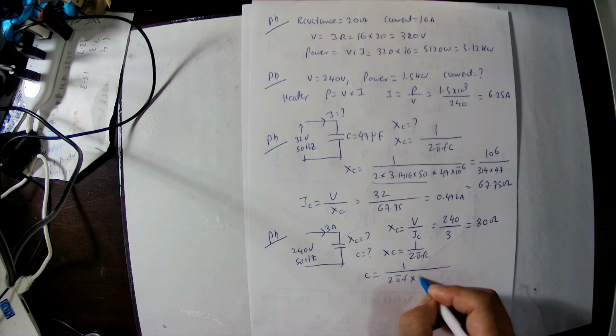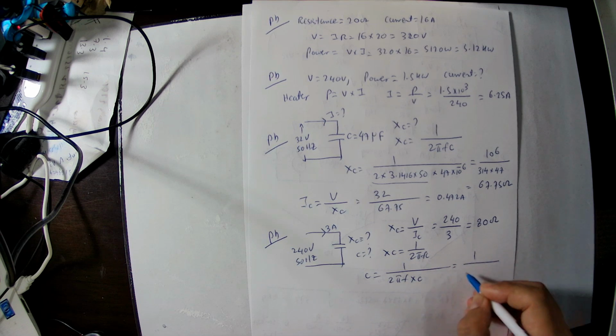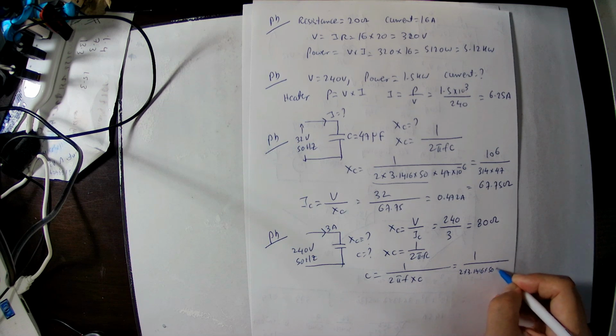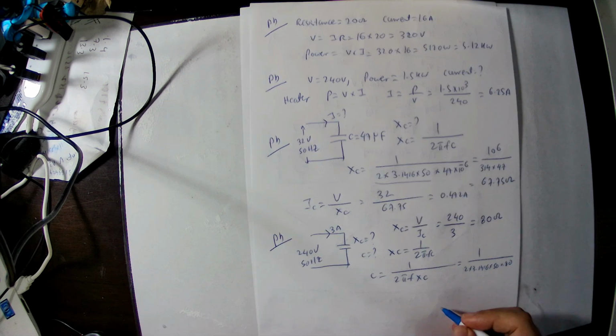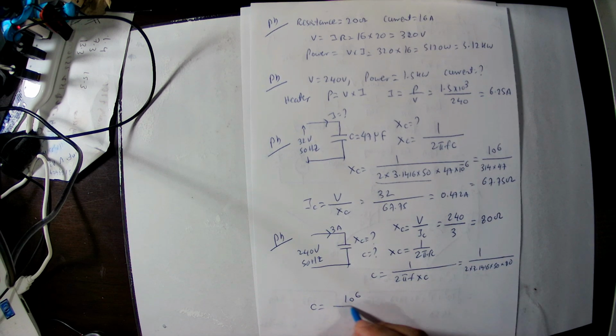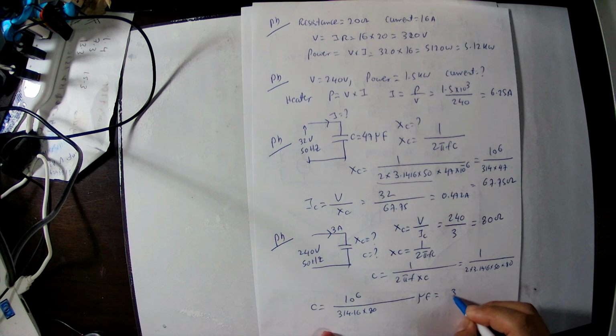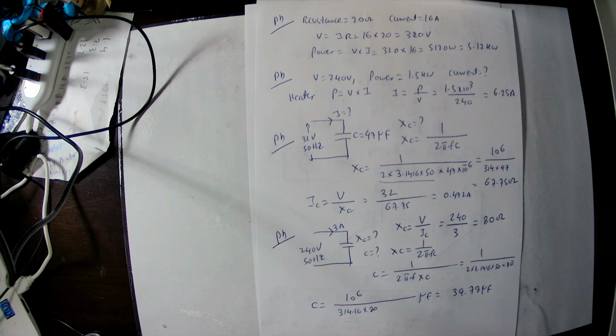So here, 1 divided by 2 pi is 3.1416, frequency 50, and Xc value is 80. So C can be calculated this way: 10 power 6 divided by 314.16 into 80. So this is in microfarad. 10 power 6 divided by 314.16 into 80, so you get 39.78 microfarad. The capacitance value we calculated is 39.78 microfarad.